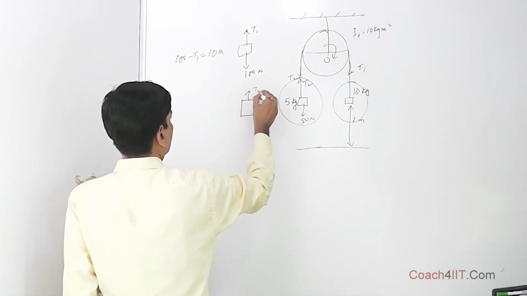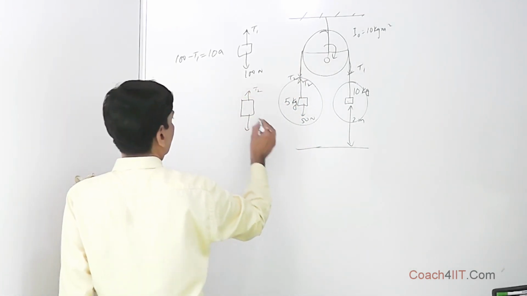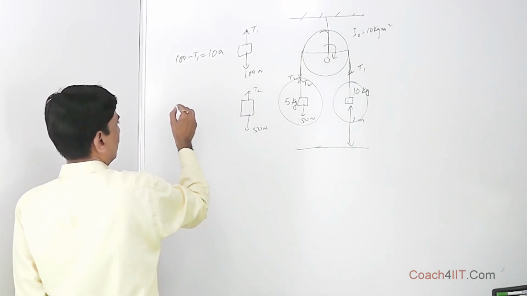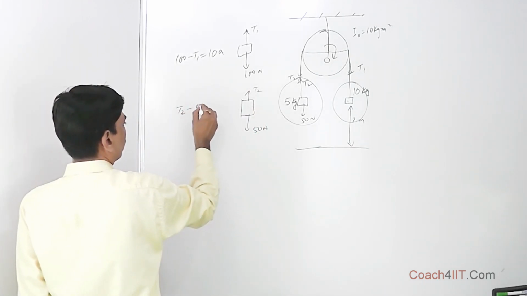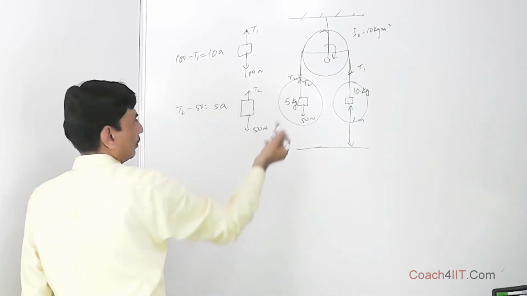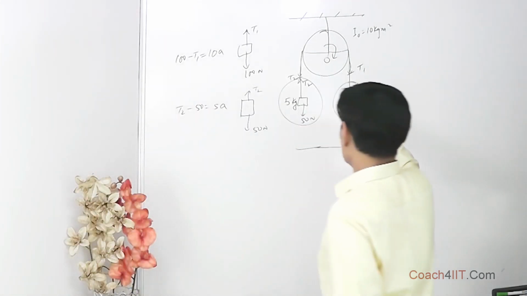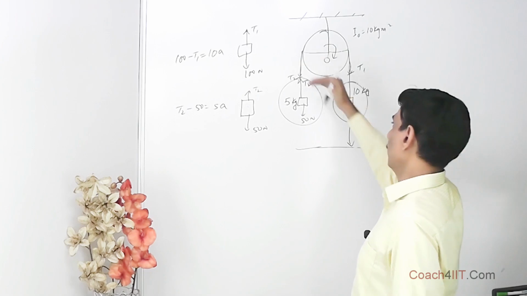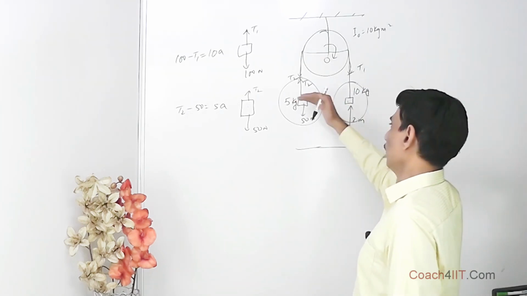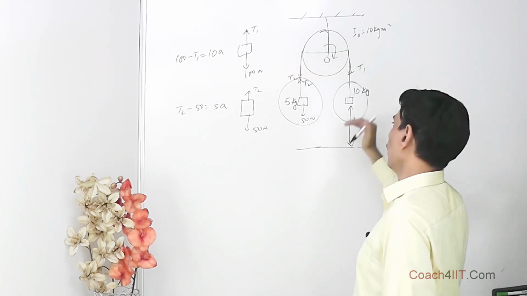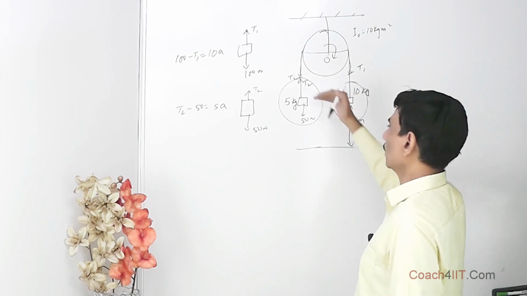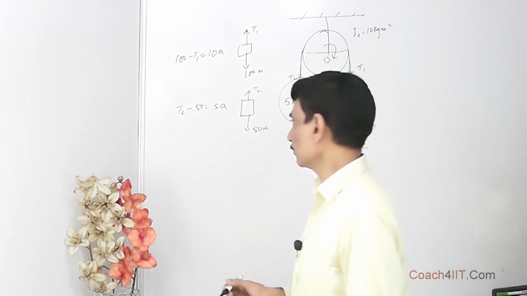So T2 is in this direction and 50 Newton is in this direction. Equation for this is T2 minus 50 is equal to 5 into A. Axiom will remain same. Whatsoever the distance it goes down, the same distance it goes up. Whatsoever the velocity in this direction, the same velocity will be of 5 kg in this direction. Whatsoever is the acceleration of 10 kg block, the same axiom will be of 5 kg block.